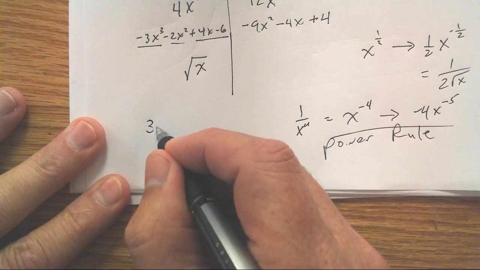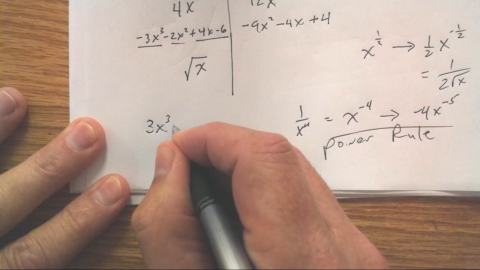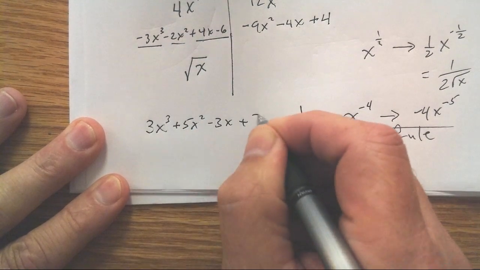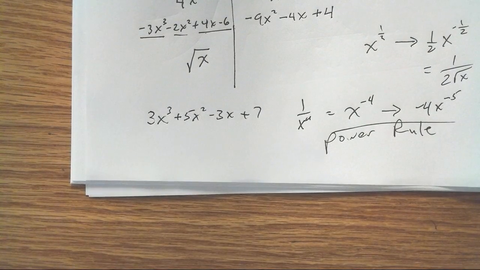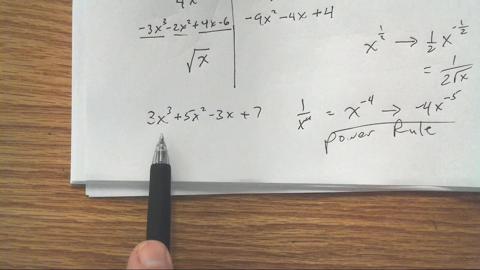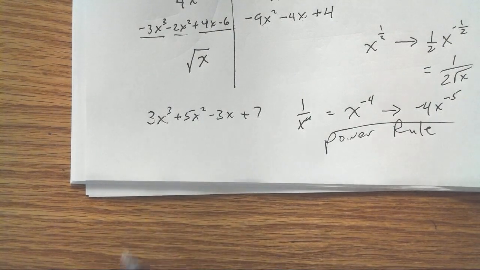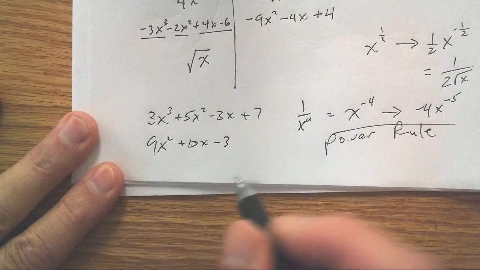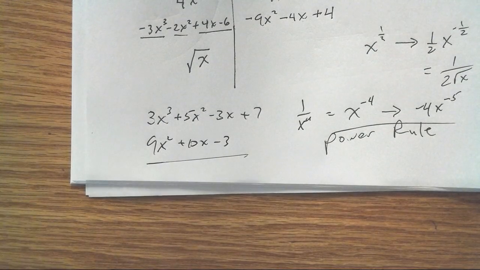If you could do this, if you could find the slope formula of that. Hands if you feel like, yeah, I can give you the slope formula of that. 9x squared plus 10x minus 3. Okay. If you're not 100% on board with that, that's okay. But you need to be. You need to be by tomorrow, by the end of the day tomorrow.